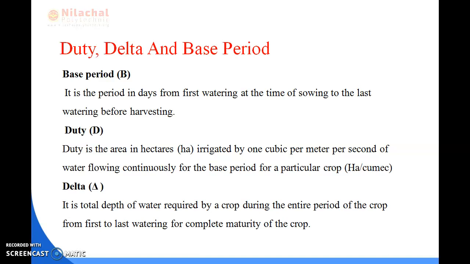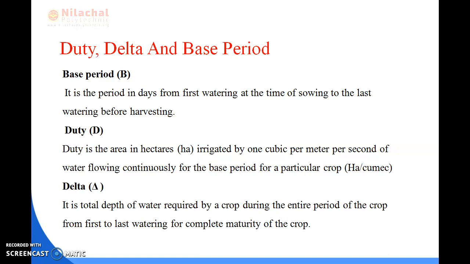So what do you mean by base period? It is a period in days from the first watering at the time of sowing to the last watering before harvesting. So base period means, before we sow any plants or any seeds, after that we plant, we first give water to the plants. So from the first watering to the last watering before we harvest, that is known as base period.